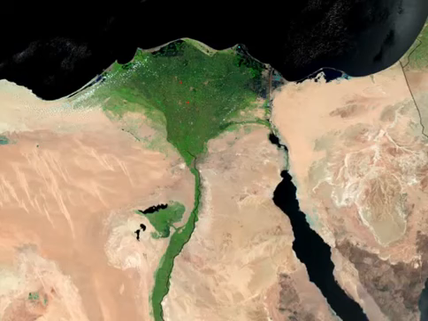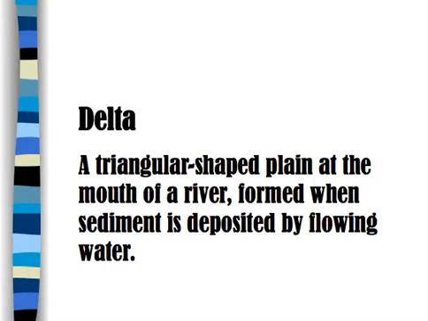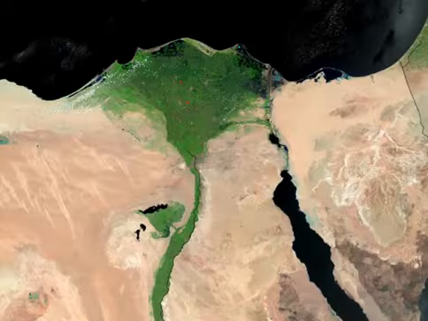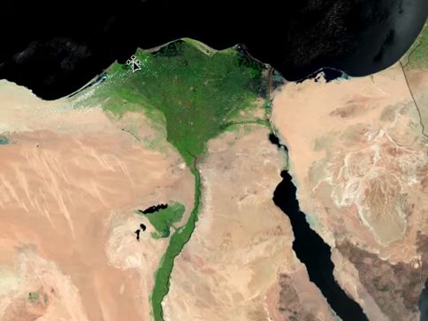Do you know what this is? And do you know where it is? Bonus points if you know that. This is a delta. Now, a delta is a triangular shaped plain at the mouth of a river. The mouth is the end of the river, formed where sediment, so it's all this stuff right here, is deposited by flowing water. Does anyone know where this particular delta is? It's called the Nile Delta.